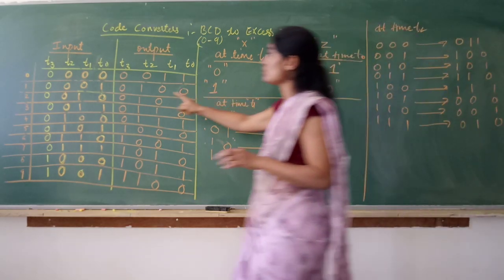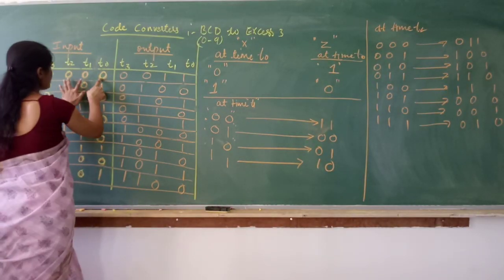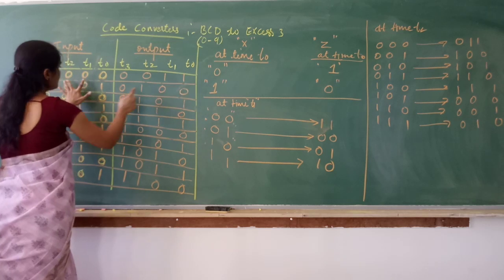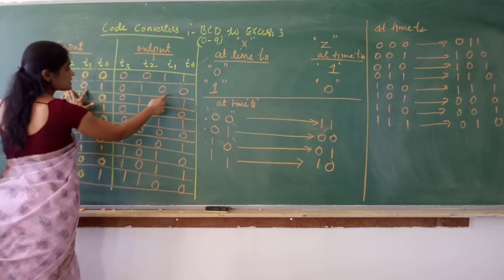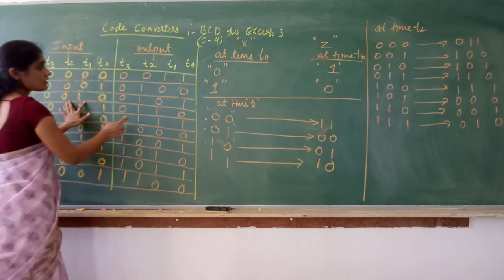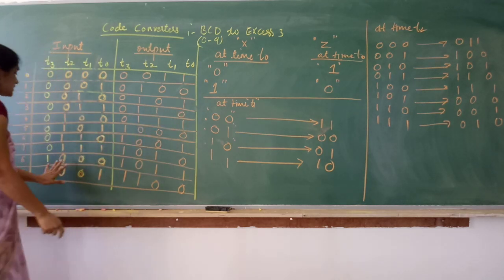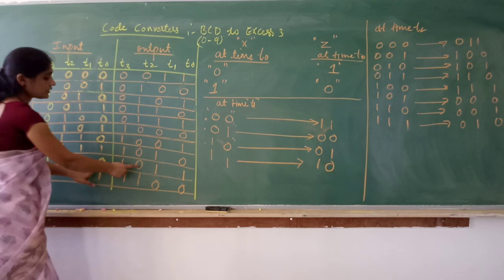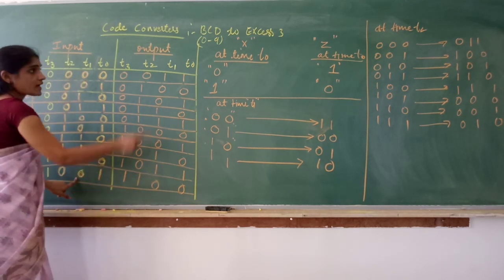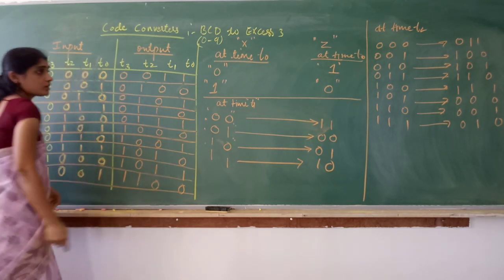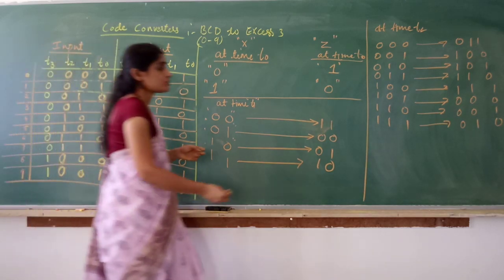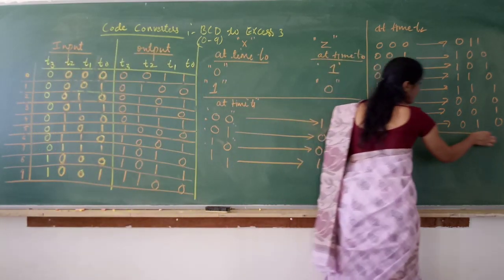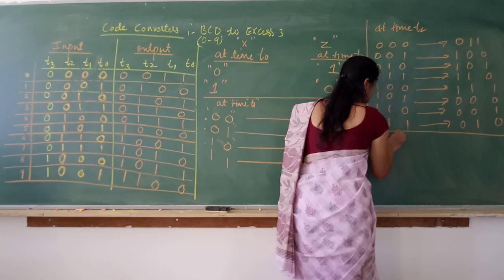So if it is 0,0,0, the output will be 0,1,1. If it is 0,0,1, the output will be 1,0,0. If it is 0,1,0, the output will be 1,0,1, like that till 1,1,1. Again it repeats 0,0,0: 0,1,1, 0,0,1: 1,0,0. So this is at time t2. Same way at time t3.